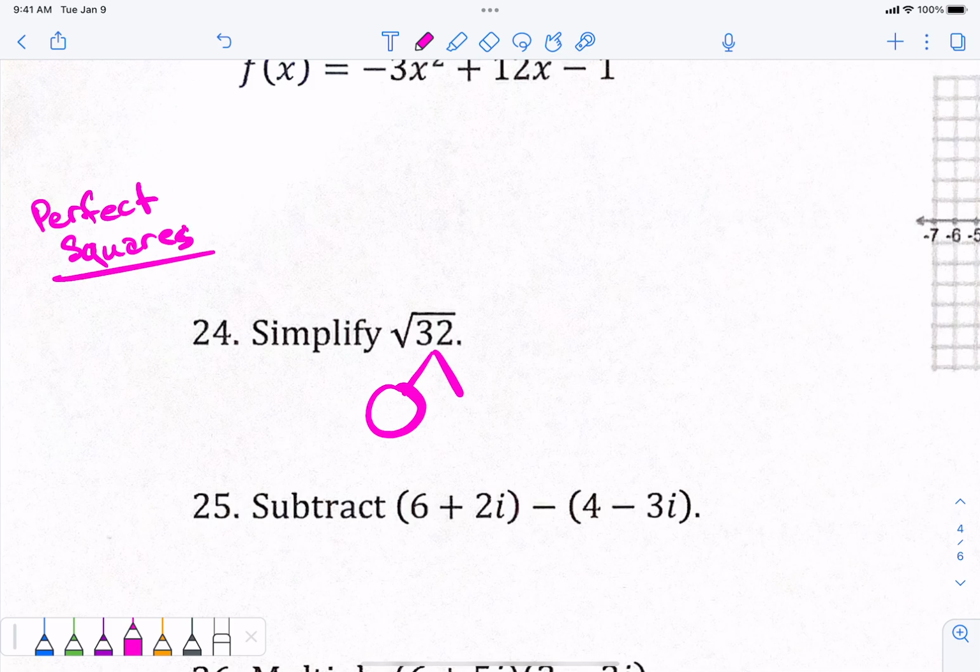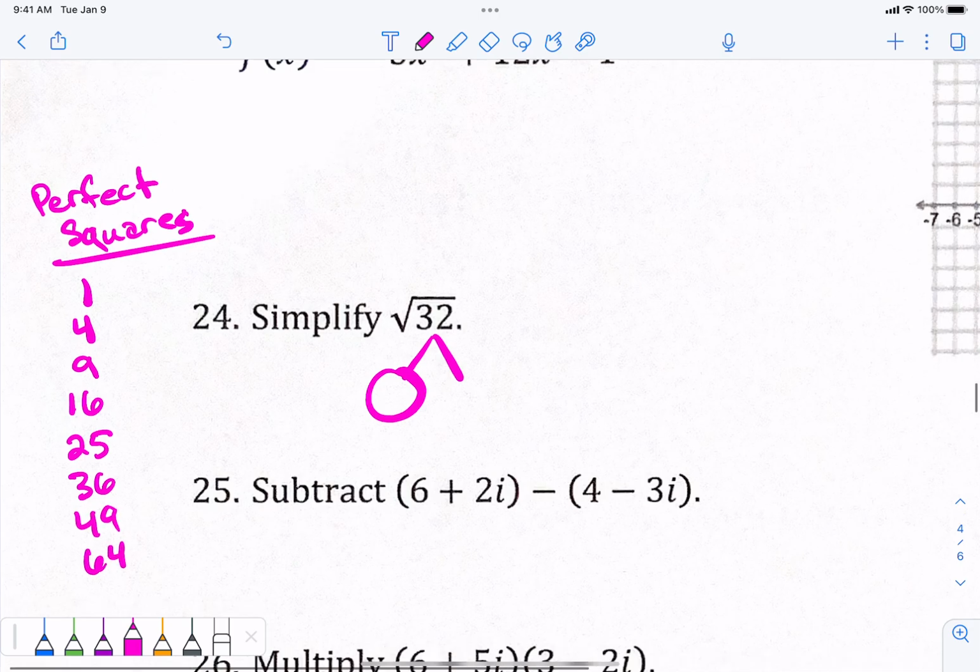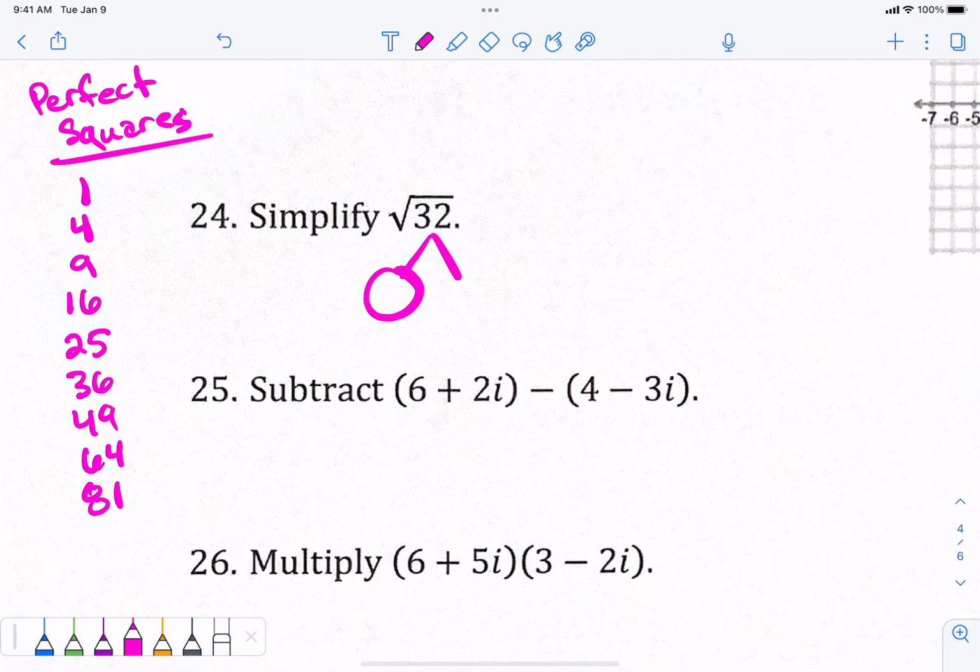Okay, perfect squares. Perfect squares are like 1 squared, which is 1, 2 squared, which is 4, 3 squared, which is 9, 4 squared, which is 16, or 25, or 36, or 49, or 64, or 81, or 100, right? That's up through 10 squared. I'm looking for those numbers. Which one of those numbers goes into 32? 4. Now 4 does, okay?